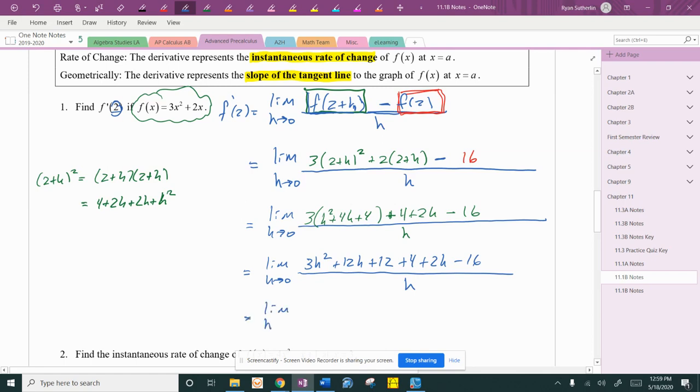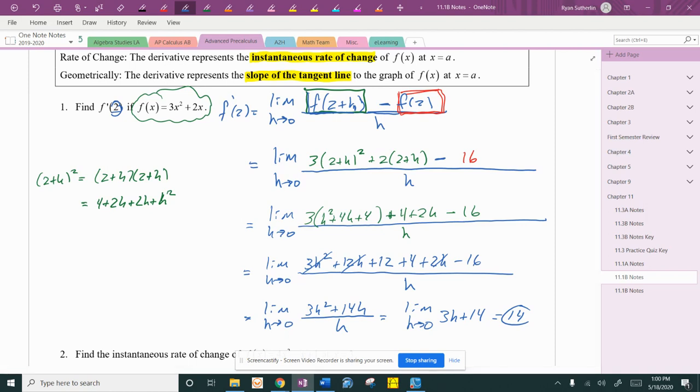I have the limit as h approaches 0. Now I have 3h squared. 12h plus 2h is 14h. 12 plus 4 minus 16, the constant goes away, so I just have h left in the denominator. And now everything has an h, so I can do the limit as h approaches 0 of 3h plus 14. Now I can apply the limit. When h is 0, this goes away, and I'm left with 14. So what that means is f prime of 2 is 14.